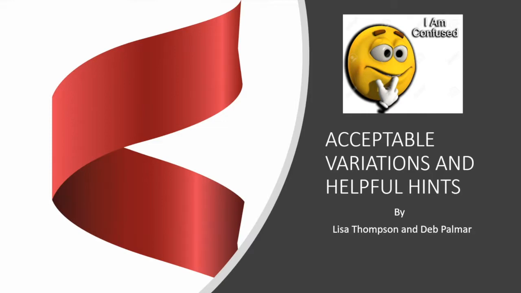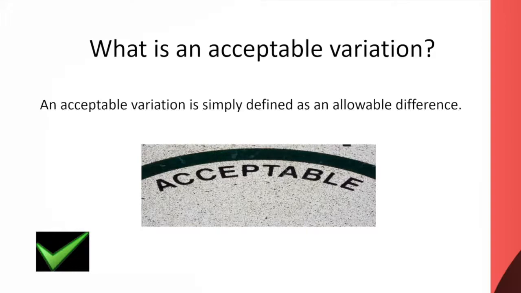Please and thank you. Okay, so we decided to do it on acceptable variations, and I added in some helpful hints as well, because it does get confusing when the color is the same for an error. So what is an acceptable variation? Of course, an acceptable variation is simply defined as an allowable difference.